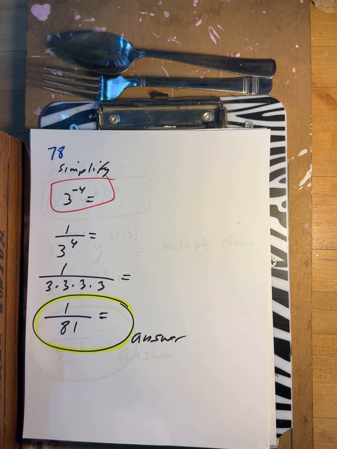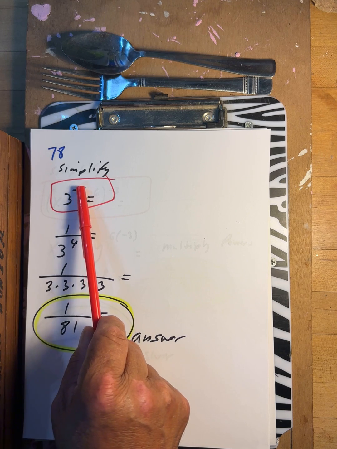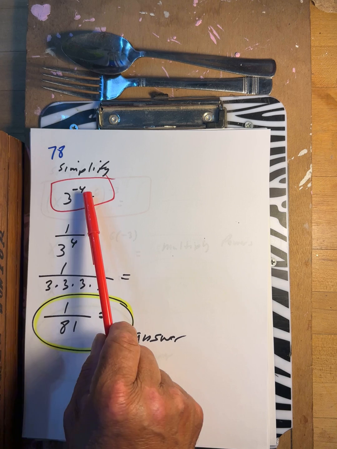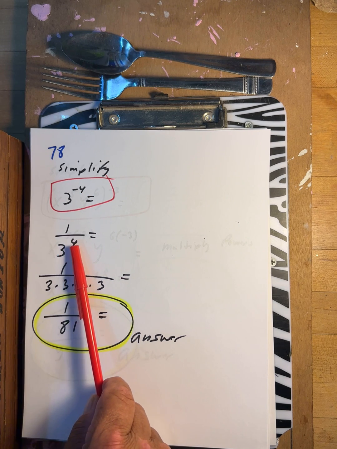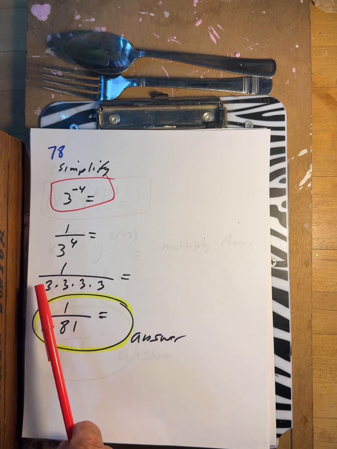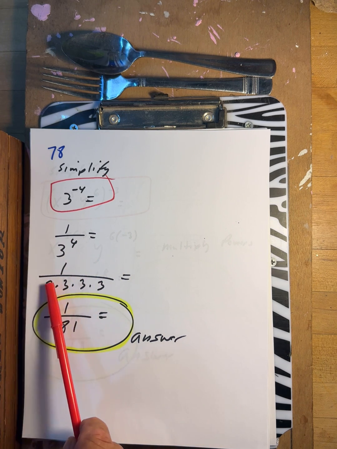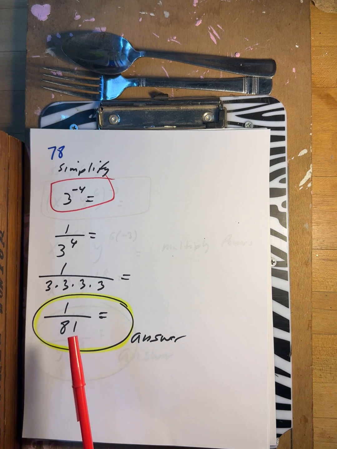Simplify this. 3 to the negative 4 power. Rewrite it. If you want to change this negative exponent to a positive, you put 1 over 3 to the positive 4. See right here? This one, we write it this way. And 3 to the power of 4, what does that mean? That means 3 times 3 times 3 times 3. Let's do it. 1 over 3 times 3 is 9, times 3 is 27, times 3 is 81. So 1 over 81.